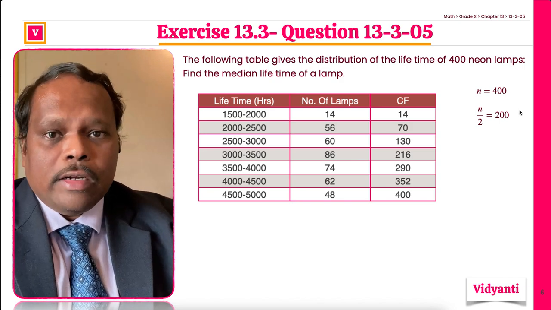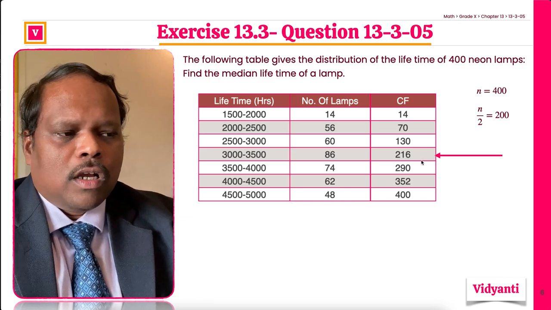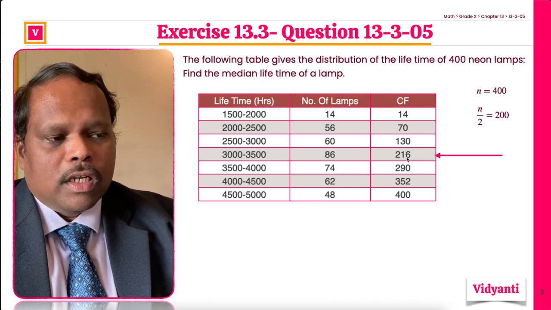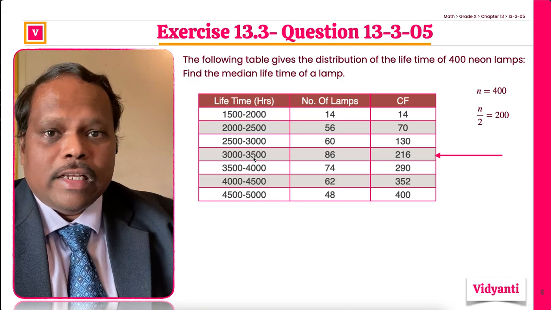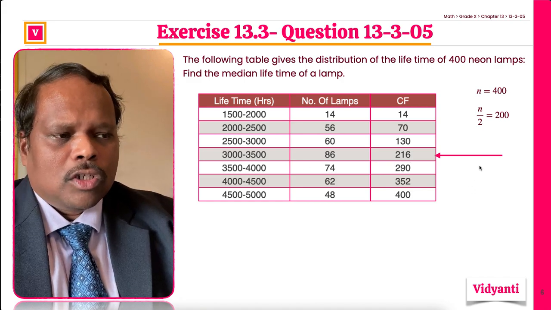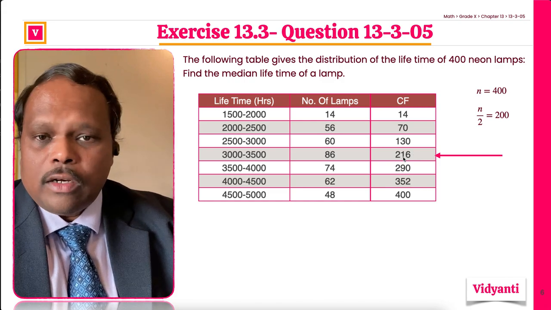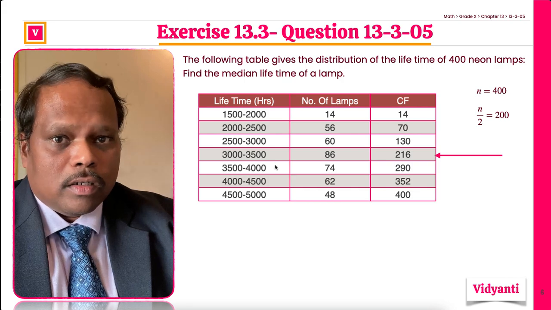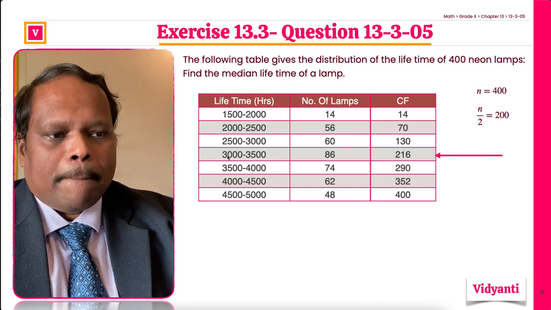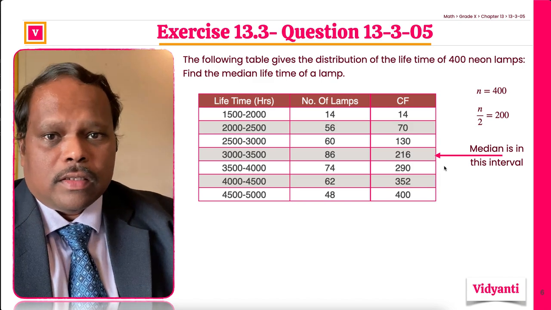So the 200th bulb will be somewhere here because according to our cumulative frequency, 216 bulbs have lifespan less than 3500 hours. So our 200th bulb will be somewhere between 130 and 216. So that would be in this particular class interval. So now we can write it down. Median is in this interval.